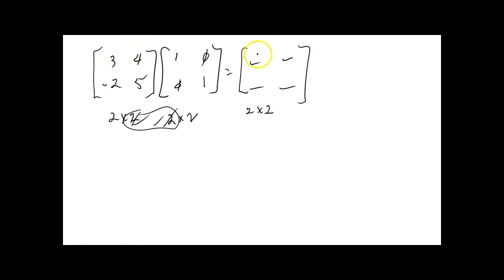3 plus 0 is 3. The 1, 2 entry here, first row, second column, 0 plus 4 is 4. And the 2, 1 entry, second row, first column, negative 2, 0, is negative 2. And in the 2, 2 position here, second row, second column, 0, 5. All right, sure enough, it does seem to work.